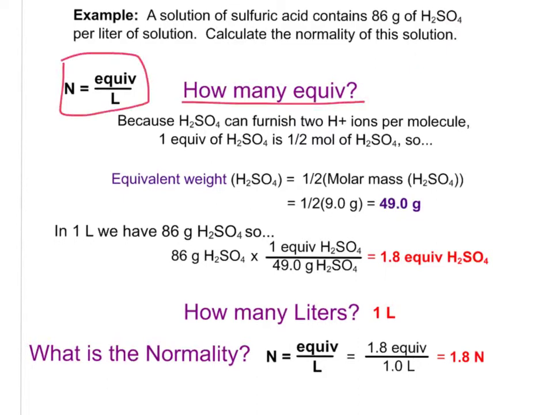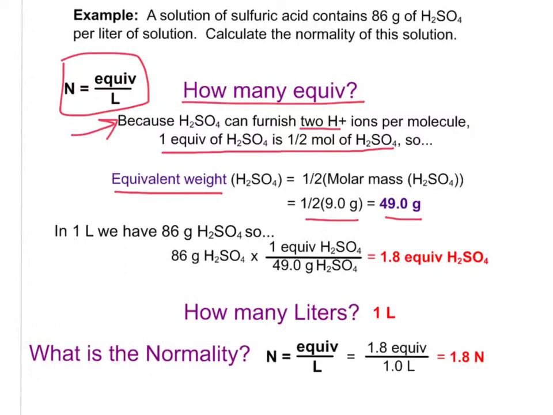How many equivalents are there in this problem? Let's start by looking at sulfuric acid itself. It can furnish 2 hydrogen ions per molecule, right? So 1 equivalent of sulfuric acid equals 1/2 a mole of sulfuric acid, okay? Which is what we were just doing a little bit ago. Therefore, we know that the equivalent weight is going to be 1/2 of its molar mass, which is 49.0 grams when we calculate that out.